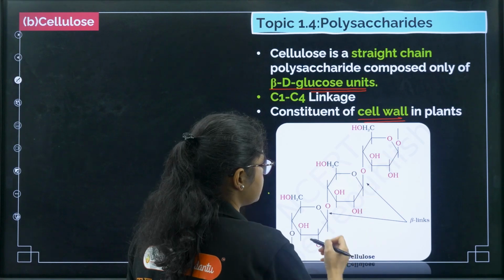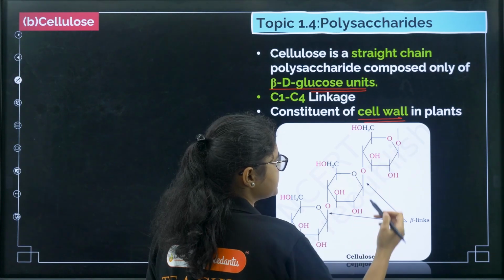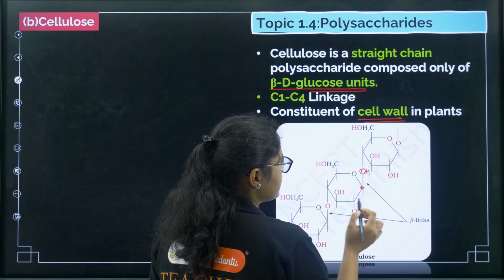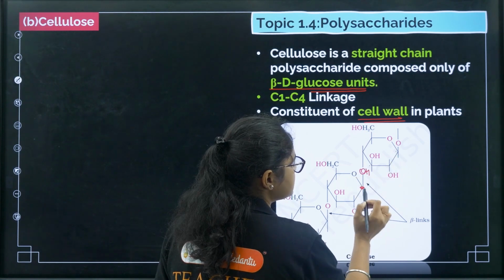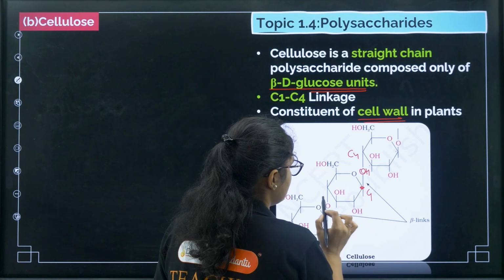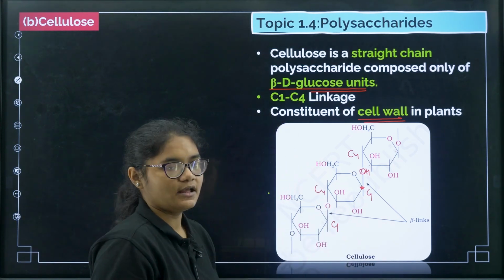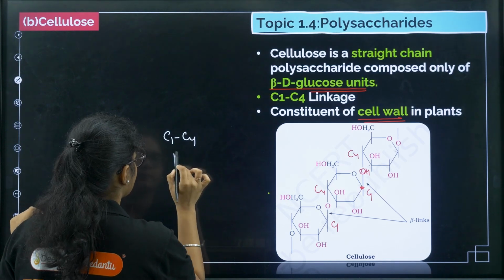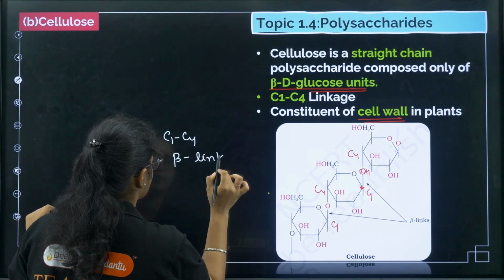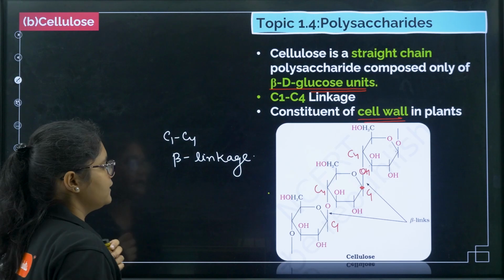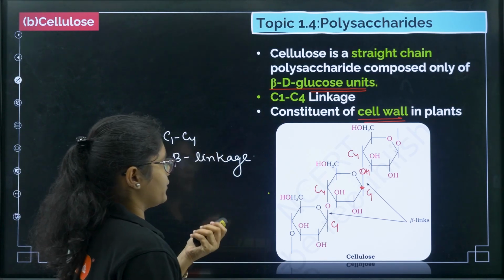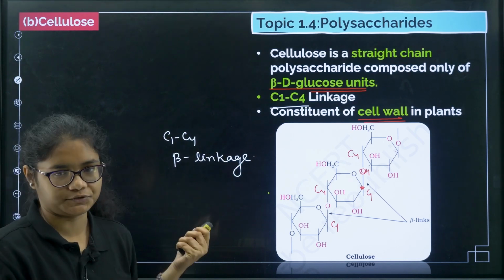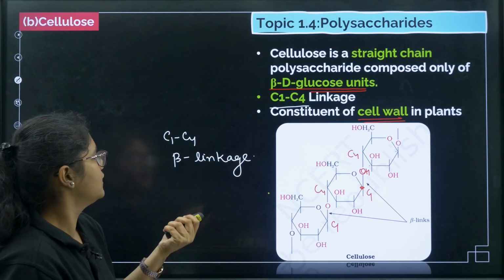Now if you see the structure here, this is one glucose unit. This is your beta carbon, you can see OH is present at the top, and the linkage is between C1 to C4. Here it is C4, it is C1. So about the linkage, it is a C1 to C4 beta linkage. Clear? Okay. The monosaccharide units are beta D glucose units.